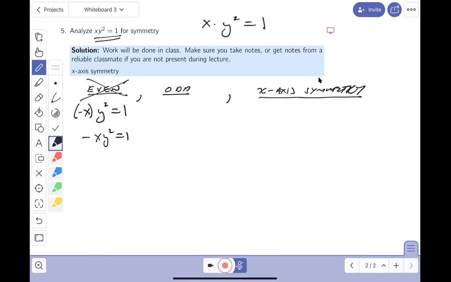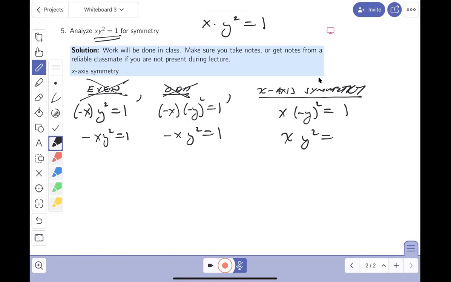All right, let's talk about odd symmetry. If you remember, what I said was replace x by minus x and y by minus y. Well, let me put that down for you. And what do you have here? Is it the same equation? No. So it's not odd. Now, what's x-axis symmetry? It says replace the y by minus y and see if you get the same equation. Well, you get the same equation. So it's x-axis symmetry. That's done.